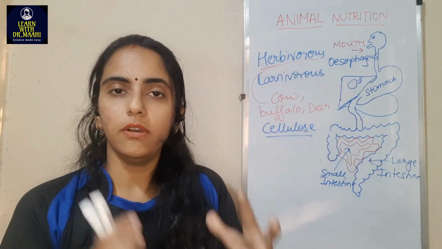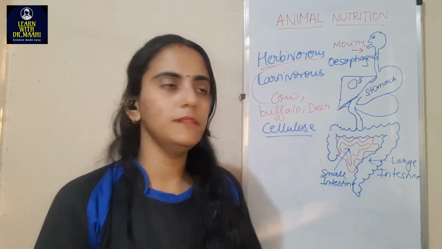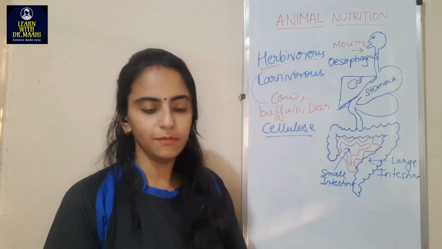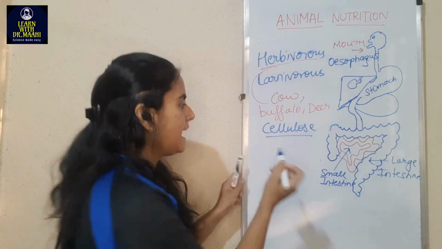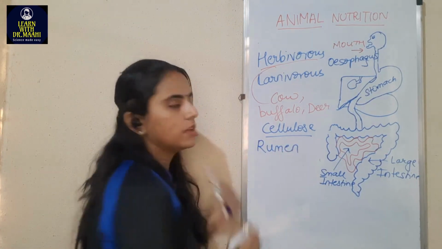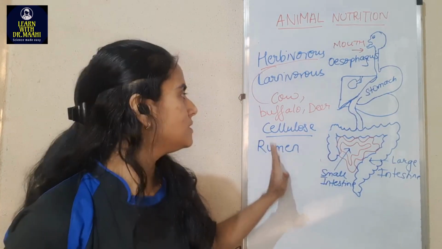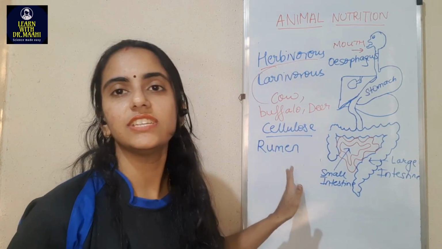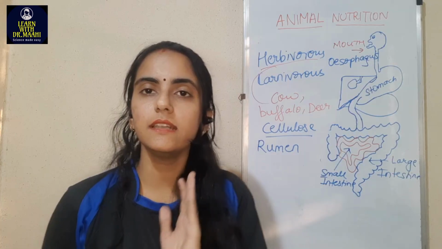So in the digestive system of these animals, especially the herbivorous animals, in their stomach, they have a special part called the rumen. Okay, rumen. In their stomach, they have a small part called the rumen. So this cellulose gets digested in this part, which is called the rumen.